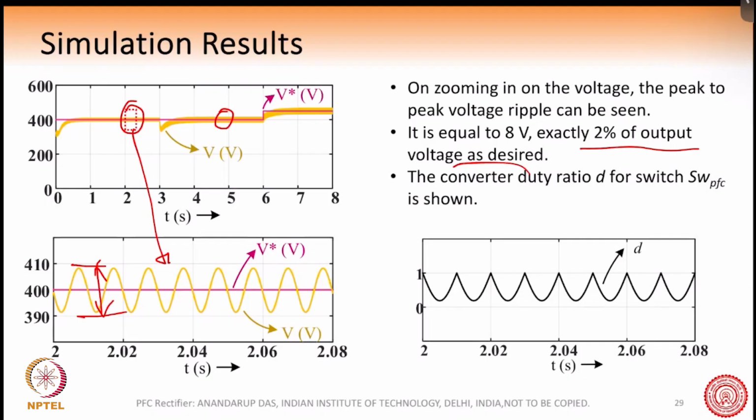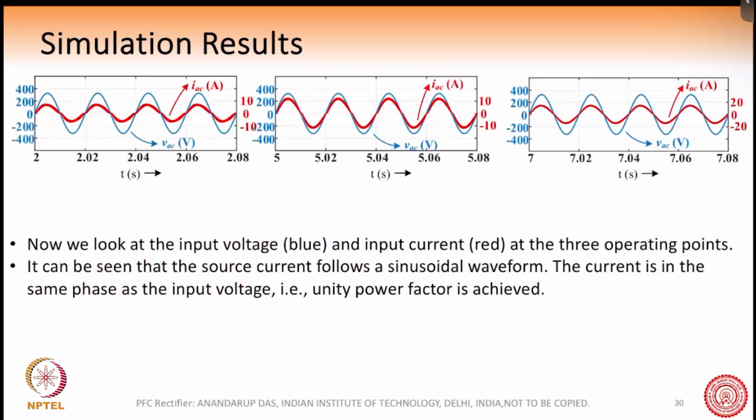The converter duty ratio D is also shown, and you can see it is varying between a minimum and a maximum value, as we have already understood previously. And these are the input voltage and the input current. The input current for different loadings is shown. You can see that the input current is quite sinusoidal in nature. It is almost at unity power factor.